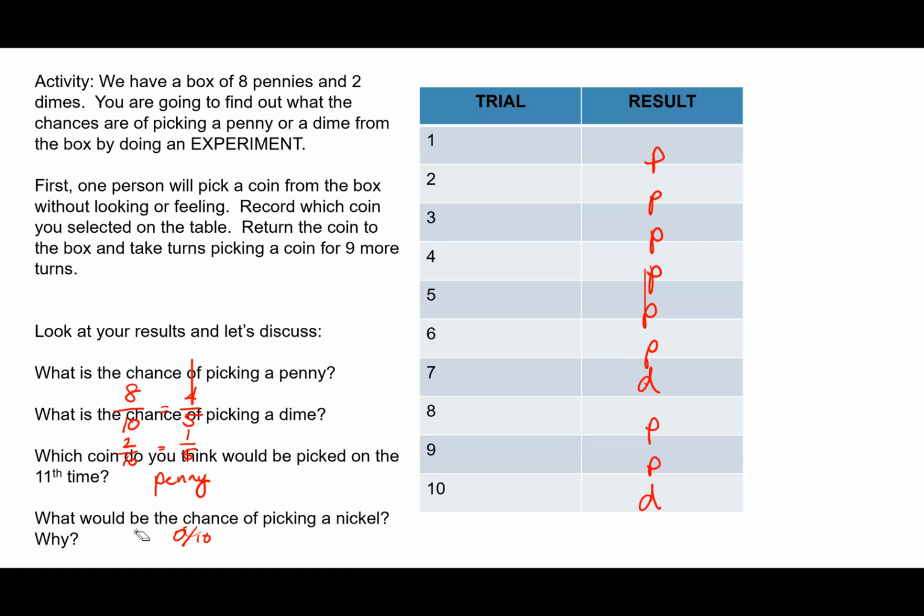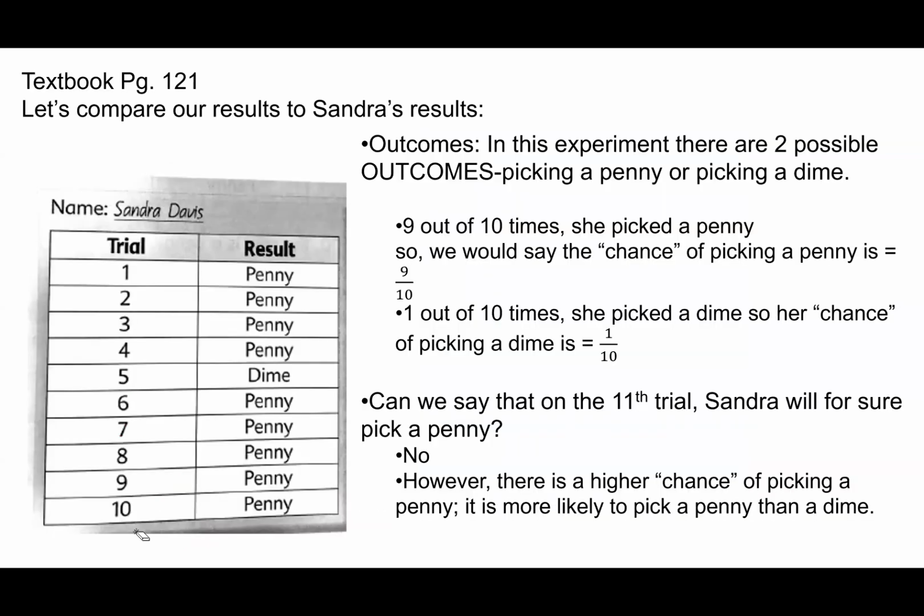So again, this was experimental probability. We performed an actual trial and basically counted. All right, let's compare everybody to Sanders' results on page 121 in your textbook. In this experiment, there are two possible outcomes. I need your voices off now. Thank you. There are two possible outcomes, picking a penny or picking a dime. So just a little bit of a probability term there. Outcome is what can happen when you perform your trial.